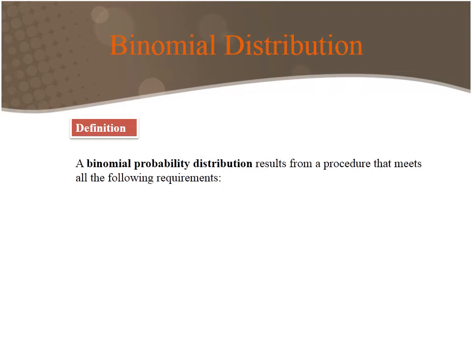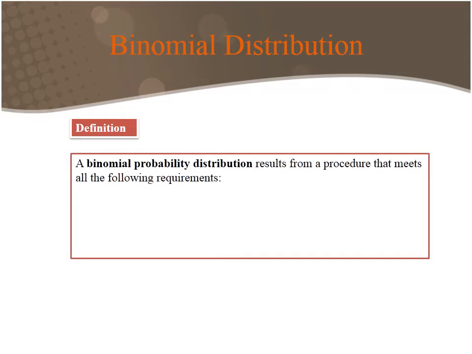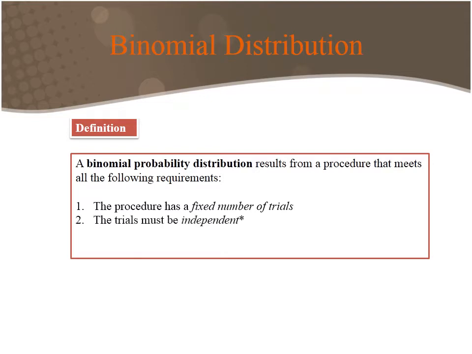A binomial probability distribution results from a procedure that meets all of the following requirements. Number one, the procedure has a fixed number of trials. So that fixed number could be 10, or it could be 100, or it could be 1,000. Whatever it is, it has to be fixed, not changing. Number two, the trials must be independent of each other. So for example, think about flipping a coin. If we flip it 100 times, each flip is independent of any previous flips.